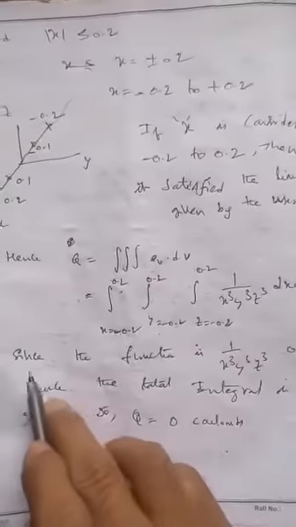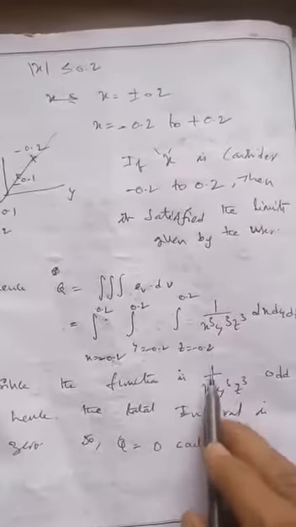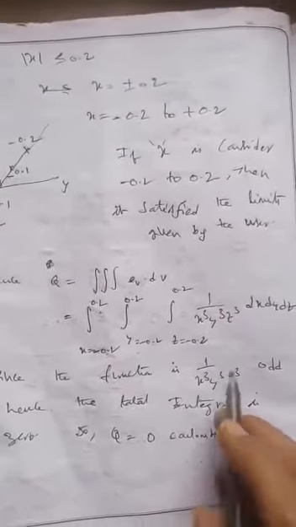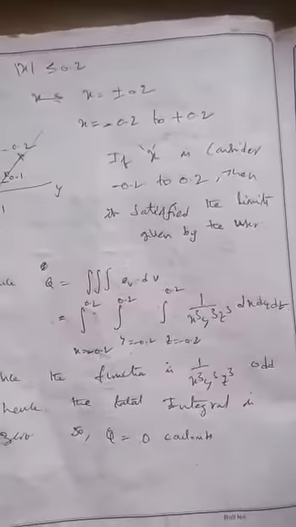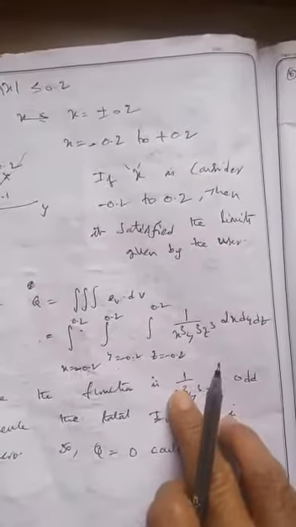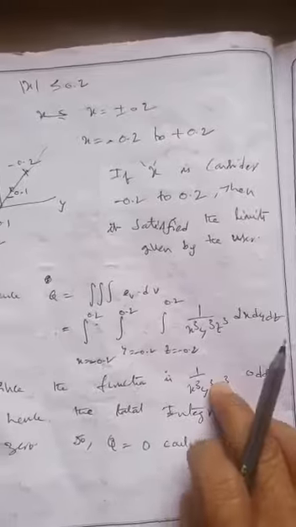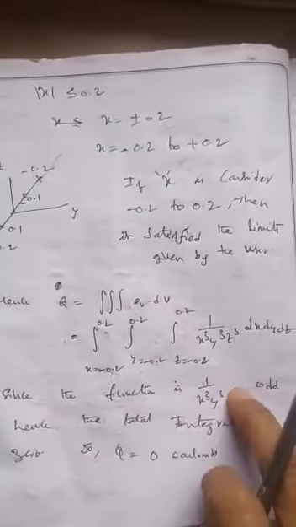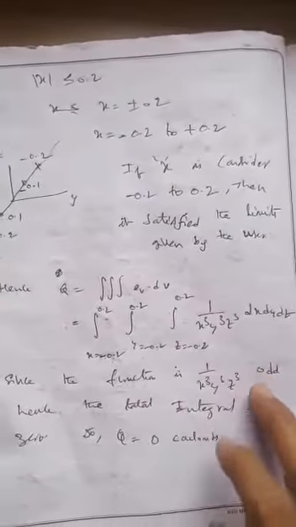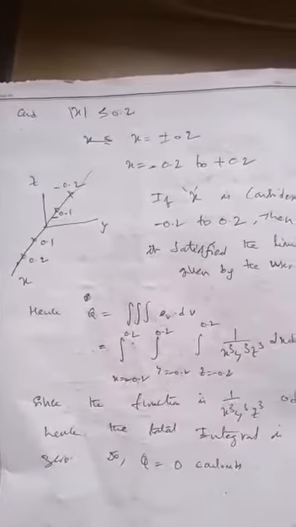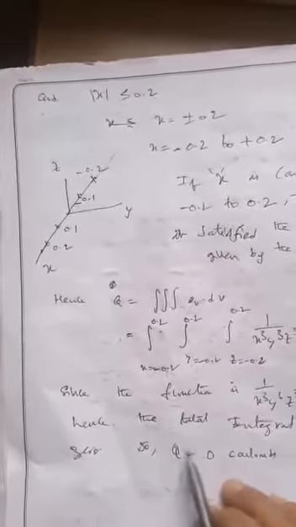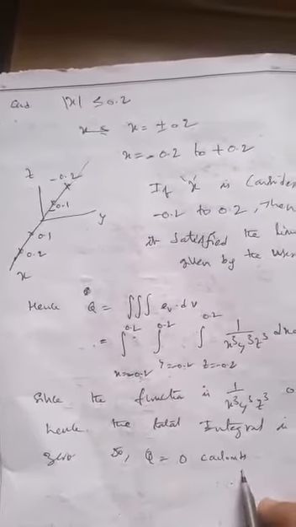Here, since the function 1 by x cube y cube z cube is an odd function, because the variables are cubed, it definitely leads to symmetric values with opposite sign. These symmetrical inputs give opposite values, so finally it leads to 0. This is how we solve this problem.